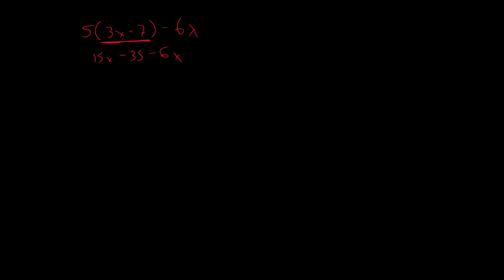And now I can use my commutative rules to get my x's together. Or I could say I'm collecting like terms. So 15x minus 6x is 9x minus 35. And this is a simpler form to write this in.